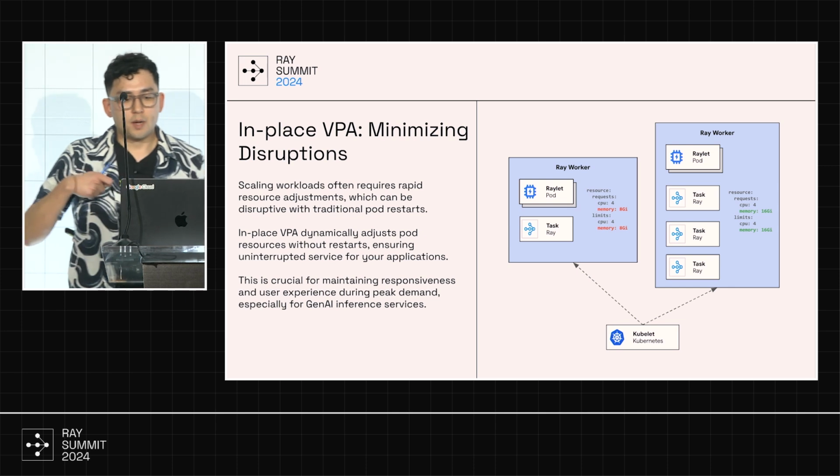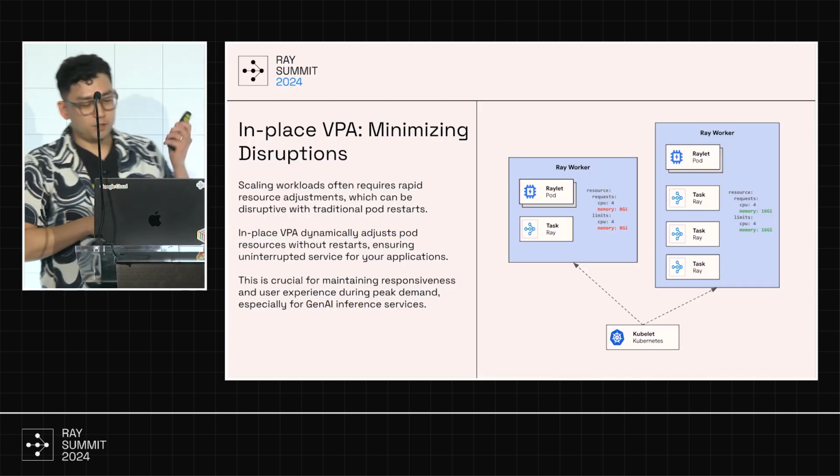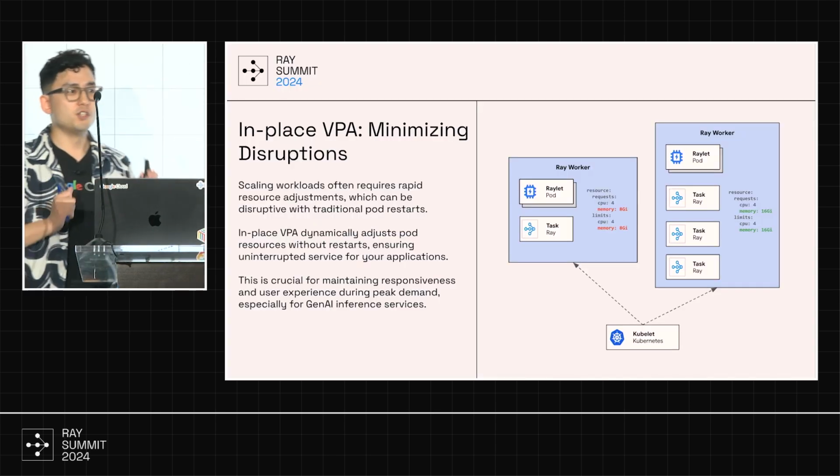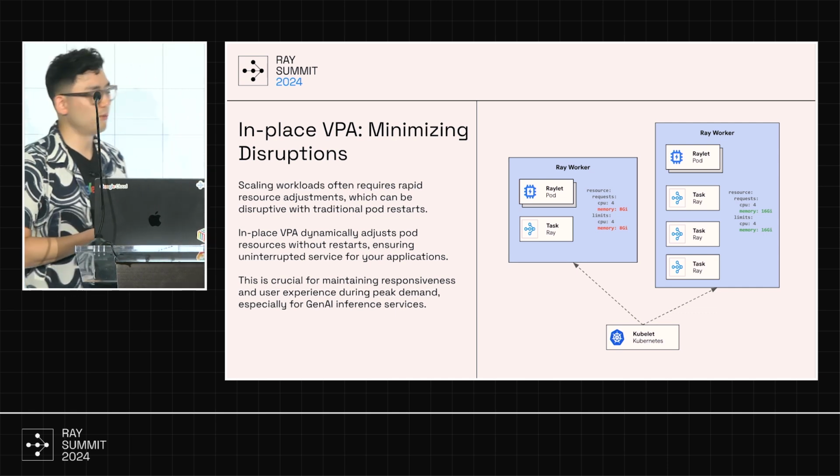And lastly, there's ongoing work to support in-place vertical pod autoscaling. Today Kubernetes supports vertical pod autoscaling, but it is not in place, so you have to restart the container. And like, if you're restarting the container, what's the point, right?